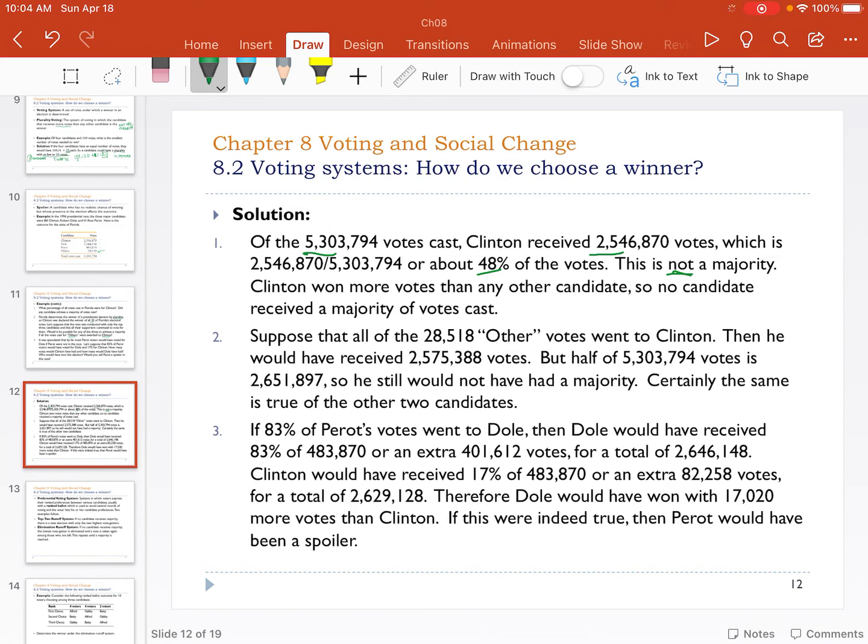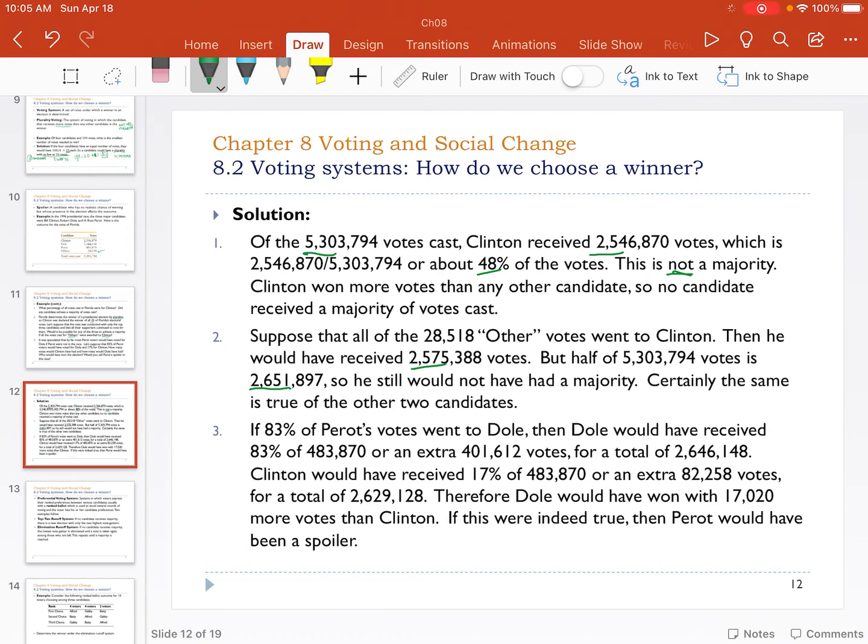Would it make it 50%? Let's just see how close it was. So we put in the 29,000 other votes to Clinton. Then he would have received a little bit more like 2.6 million votes. But still, half of this number of votes is 2.65 million votes, rather. And so that's not enough. Not enough. He still wouldn't have a majority. He has around 49%? That's still not quite a majority, but it turns out in Florida it didn't matter.